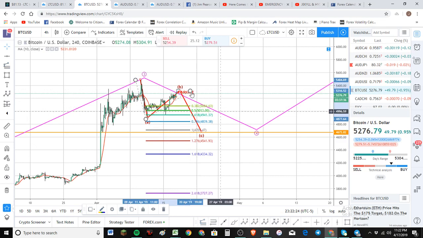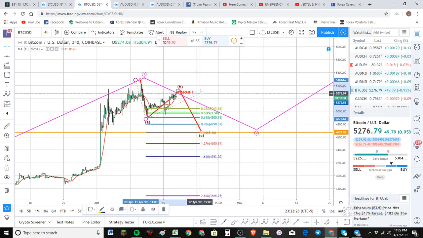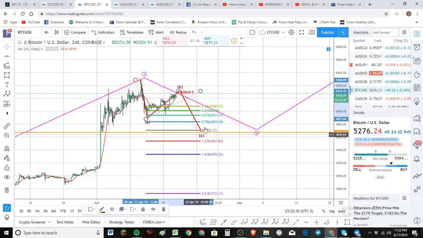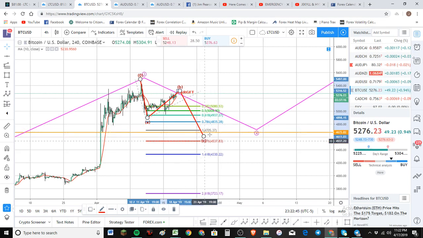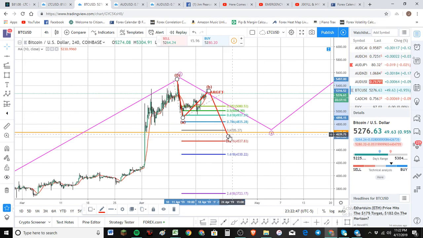And what you'll notice in this area here is that the 1-to-1 extension is right here at 4,700. The 1.276 is right here at 45. I'm guessing it's probably going to come right in between them somewhere, around 4,600. So we're looking at 4,600 still as our target for the C wave coming down.